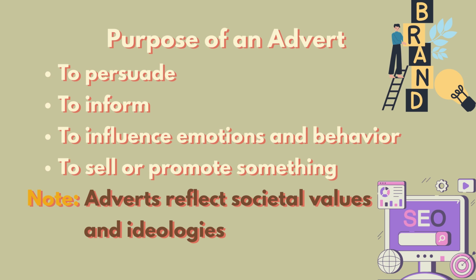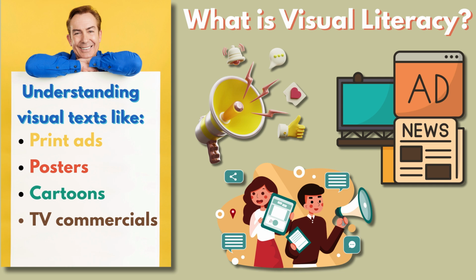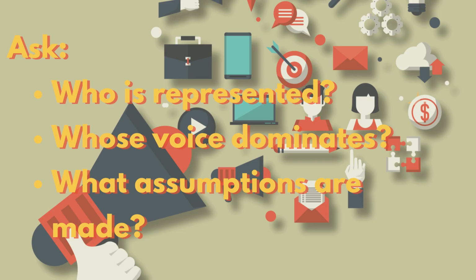Now let's talk about visual literacy. Visual literacy is the ability to interpret, analyze, and create meaning from visual texts. These include print ads, TV commercials, billboards, posters, and cartoons. When analyzing an ad, always interrogate the image. Who is being represented or not represented? Whose voice is dominant? And what assumptions are being made?